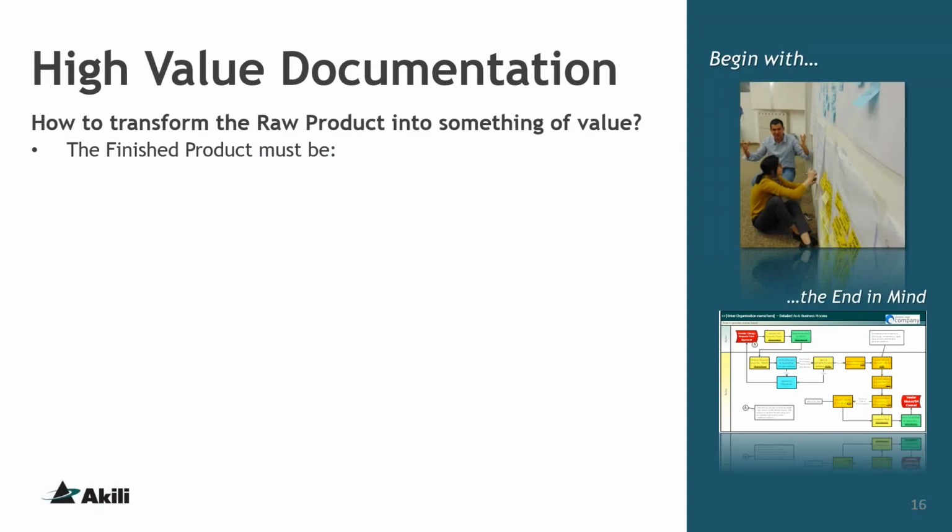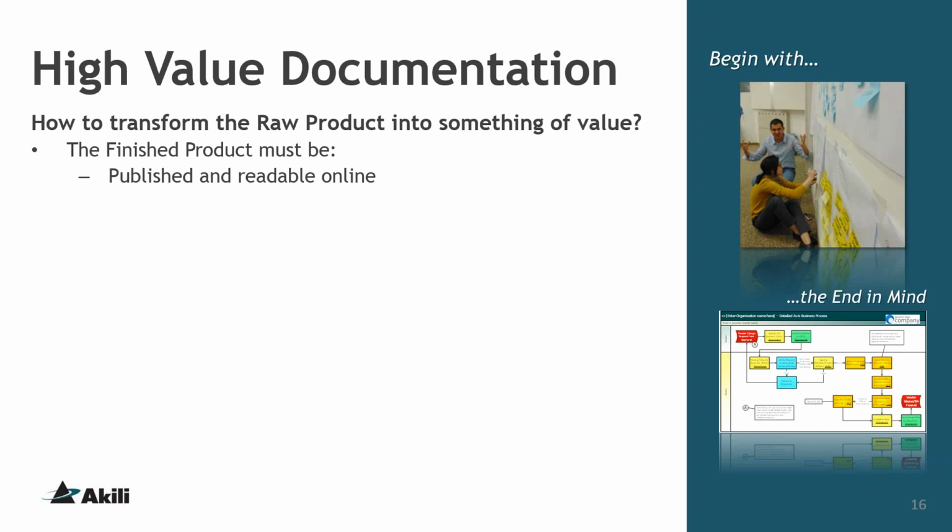So we begin with the end in mind. In other words, what do you want that end result to do for you? What will make that artifact useful to the people in the organization? One of the primary challenges with turning that raw product into this rich, useful artifact is understanding how to arrange, organize, and model the process in such a way that it meets these criteria.